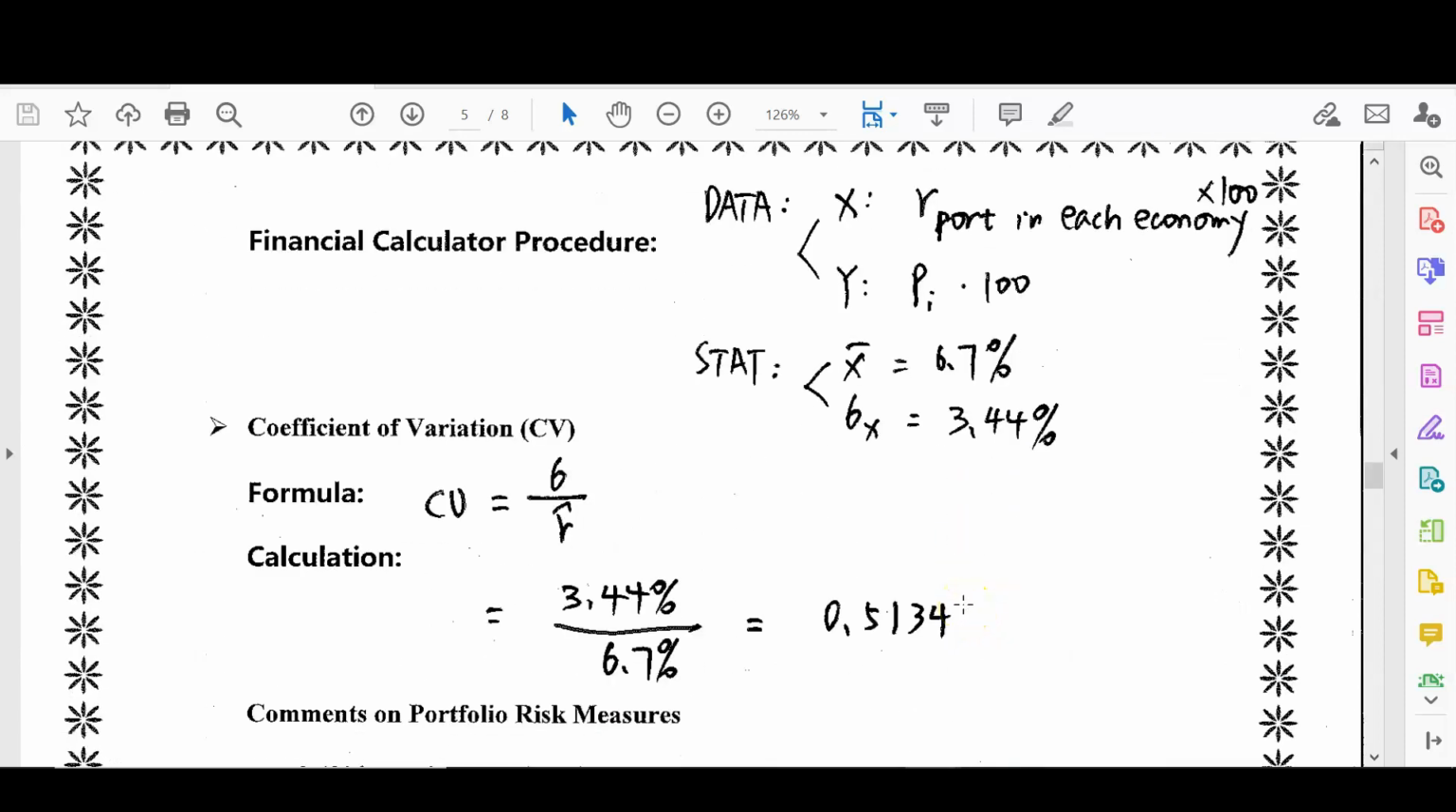Another way is to calculate the last column there, the return of portfolio in each economy first, multiply by 100 and input it as x in the data function. And then use probability, multiply by 100, input as y in the data function. And then we go to stat function, x bar becomes 6.7, sigma becomes 3.44%. And then the CV for this question is standard deviation divided by expected return. And that's 0.5134.